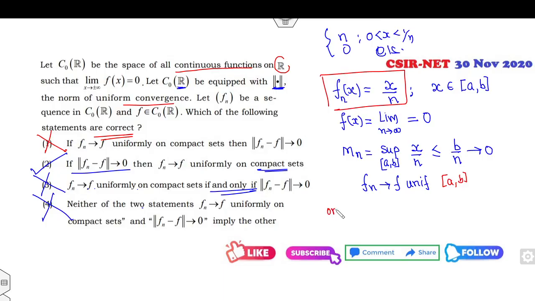But if you consider the real line R, what is the supremum over R? Clearly it does not go to 0. So therefore, this is the counterexample. This is a single counterexample to discard the option.